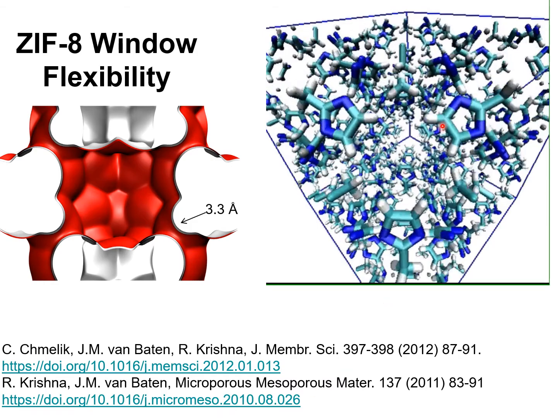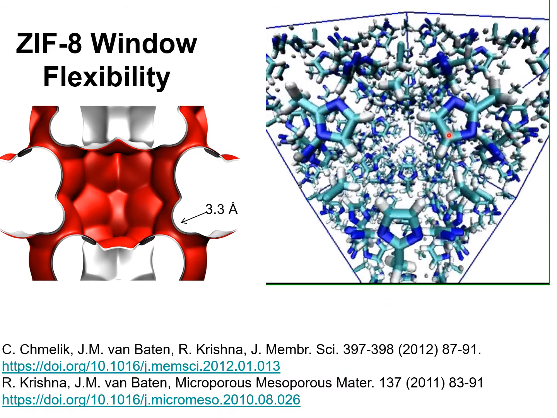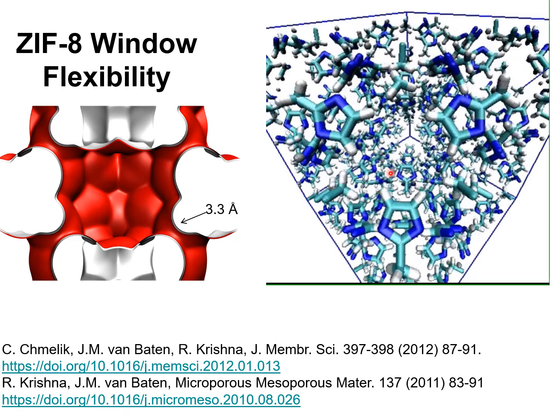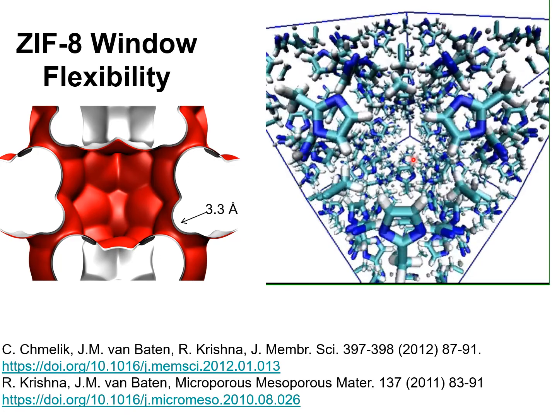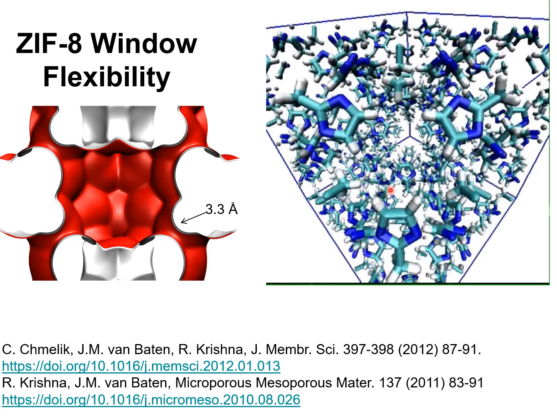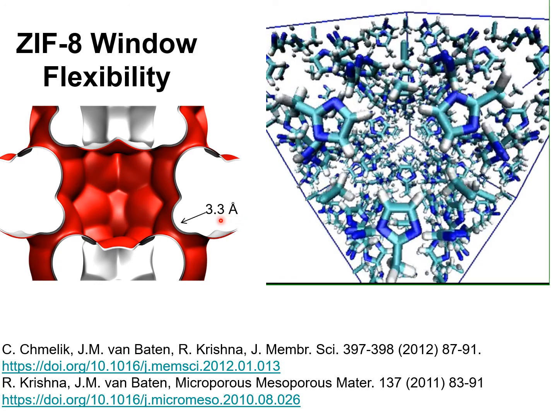We can see the window structure appears to open and shut in a periodic manner, and this allows molecules that are larger than 3.3 angstrom to cross the window regions.